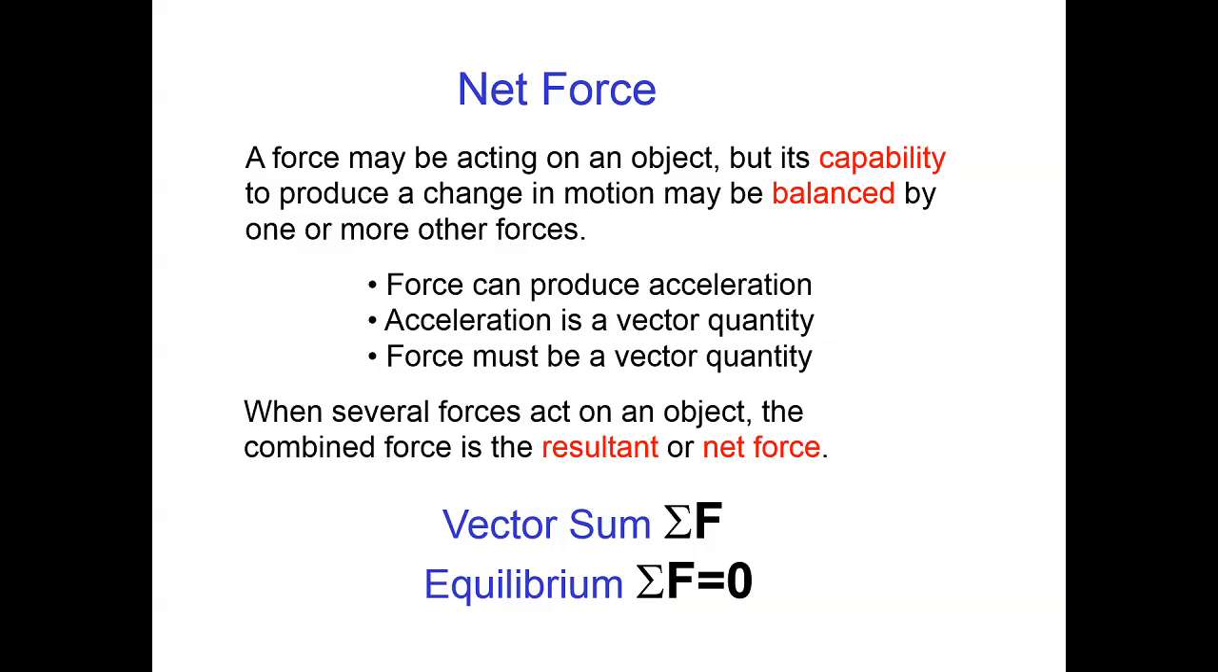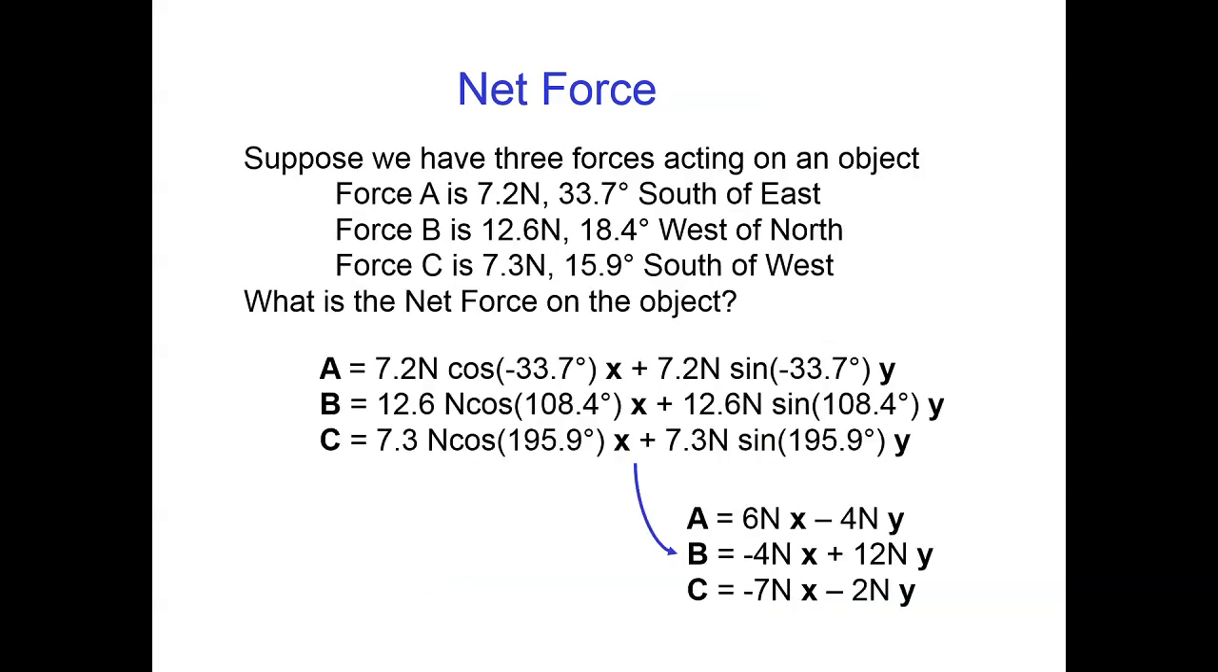So now we want to look at the situation where there are multiple forces acting on an object. And we know that forces are vectors, so that means we need to add the vectors together to get the net force on an object. So in our example here, let's say this is 3 strings pulling on a puppet or something.